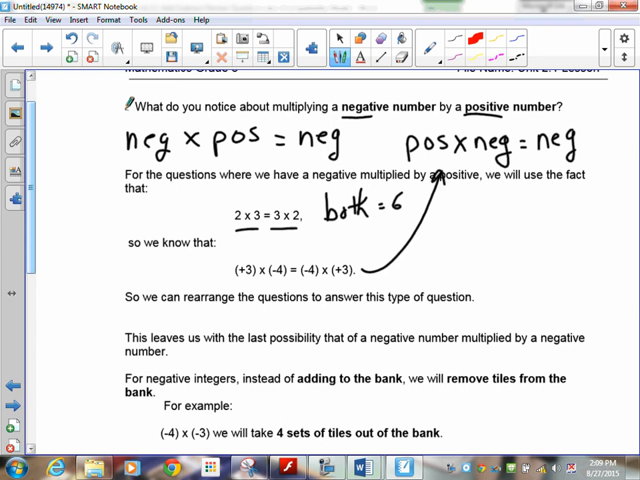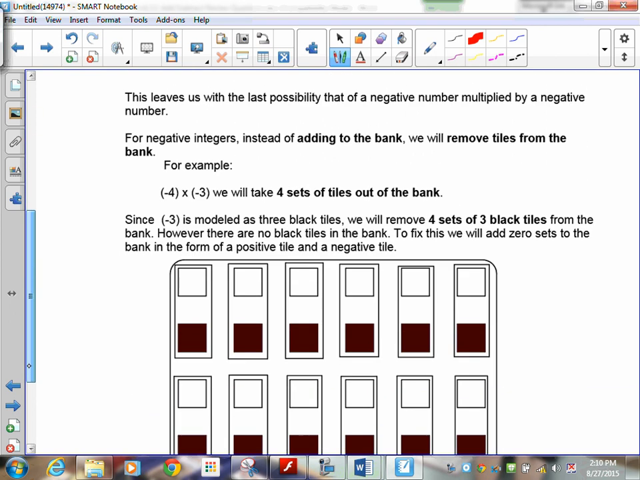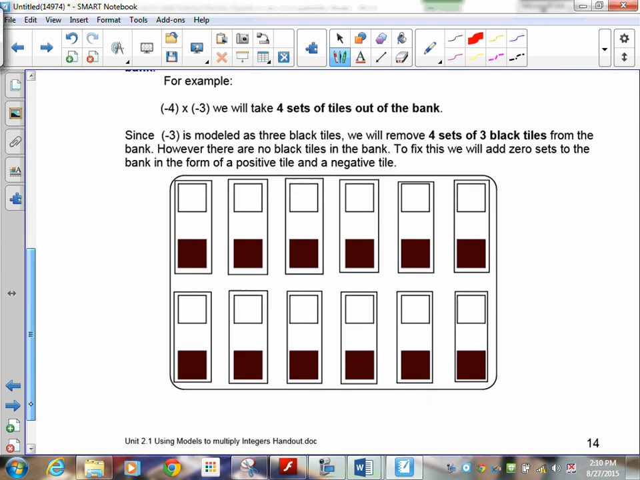That's where the commutative property comes in. Okay? I can switch them around. It doesn't matter. Okay, so we have done positive times negative, negative times positive. Now the last one, negative times a negative.